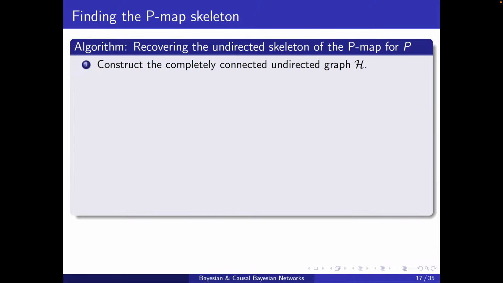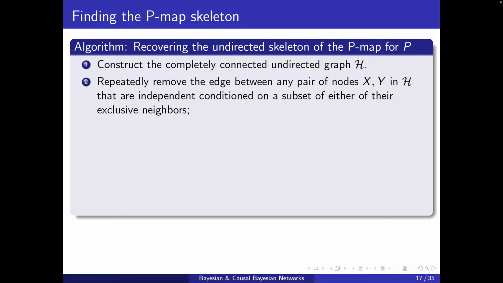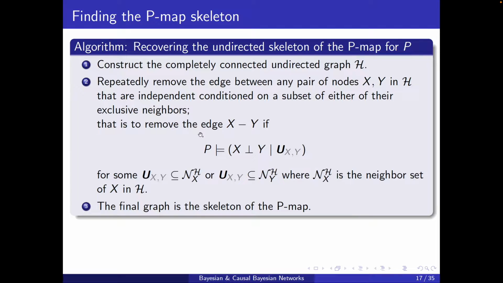How? Here we go. First, I will build a completely connected undirected graph. I'll call it H. And then I will repeatedly remove the edge between any pair of nodes x and y that can be independent if they're conditioned on either the neighbors of x or the neighbors of y, or a subset of them. This is what we learned from the lemma. So it means to remove the edge xy if x and y are independent conditioned on some u, where u is a subset of the neighbors of x or the neighbors of y. If I do this repeatedly until there's no other edge that I can remove, then the final graph will be the skeleton of the p-map.